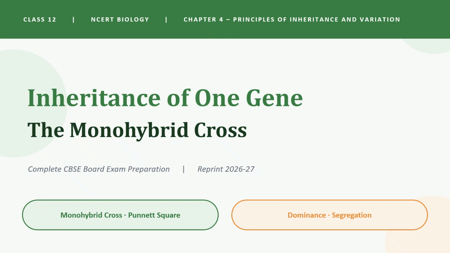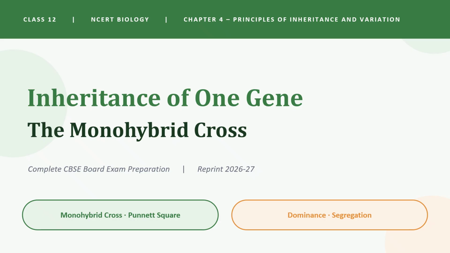Today we are going to see Class 12 Biology, Chapter 4, Principles of Inheritance and Variation. In this we are going to see inheritance of one gene, that is the monohybrid cross. So inheritance, what is inheritance? Inheritance is a process by which traits are passed from parents to offspring.